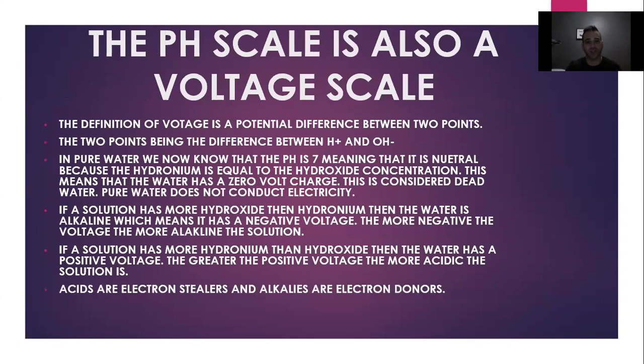Acids are electron stealers. Everything's looking for equilibrium. Everything likes to be neutral. Everything in the universe is always looking for equilibrium. So if you have things that are positively charged, they like to take electrons. They like to steal electrons. That's why acids oxidize things, okay? They steal electrons.